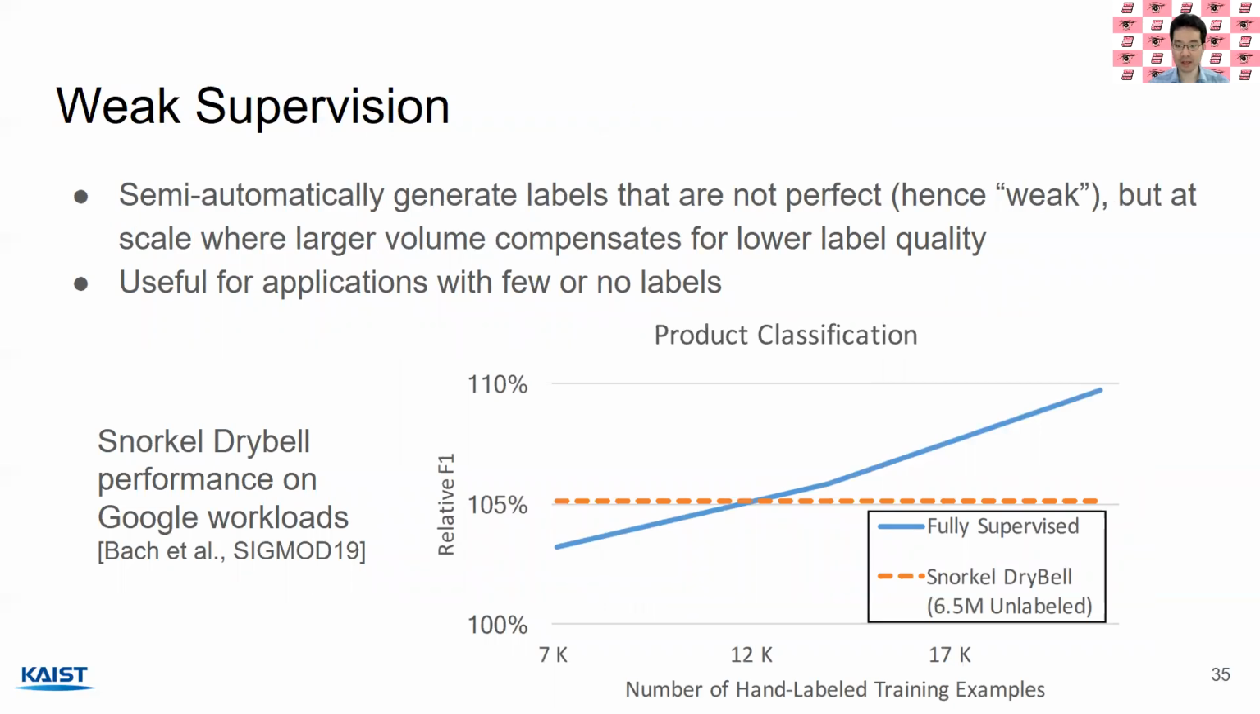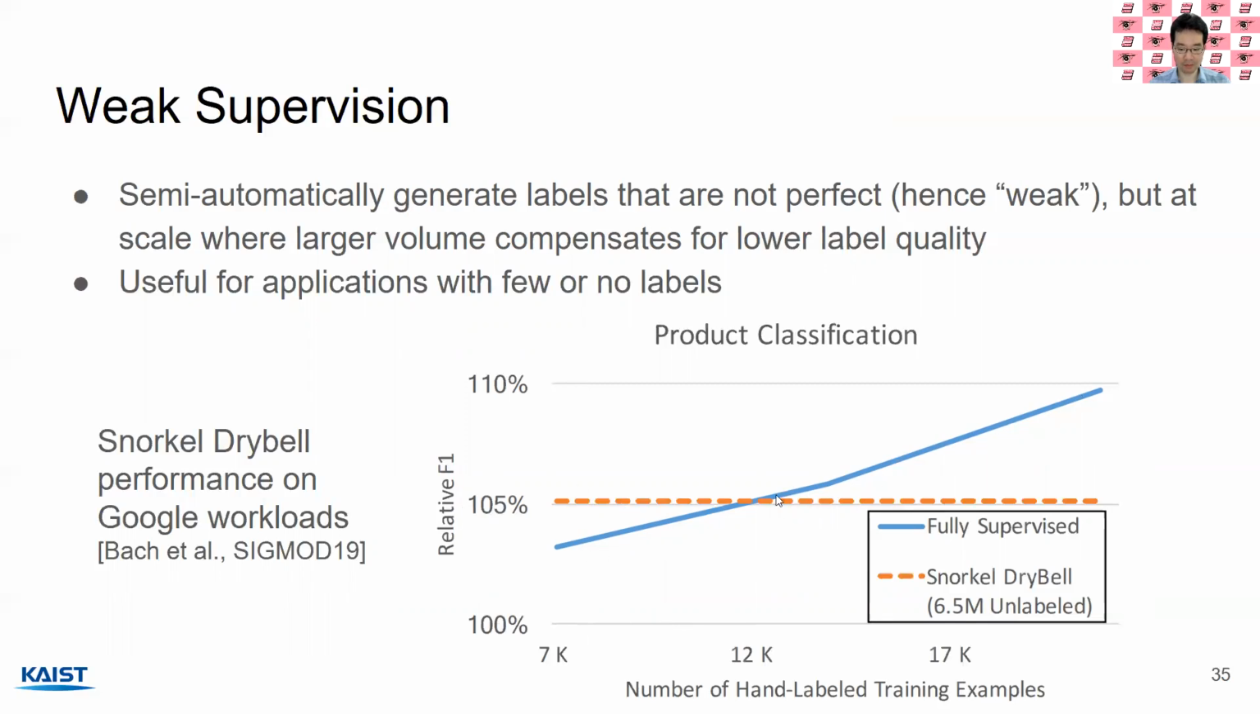Now, in the case where you don't have enough funds to simply use crowdsourcing for labeling, another attractive alternative is weak supervision. Here the idea is to semi-automatically generate labels that are not perfect, and therefore we use the word weak, but at scale, where the larger volume compensates for lower label quality. This is useful for applications with few or no labels. The diagram below shows the performance of a weak supervision system called Snorkel Drybell on some Google workloads. The details of the application are not important, but this trend is. The x-axis shows the number of training examples available. The y-axis shows the accuracy, F1 in this case.